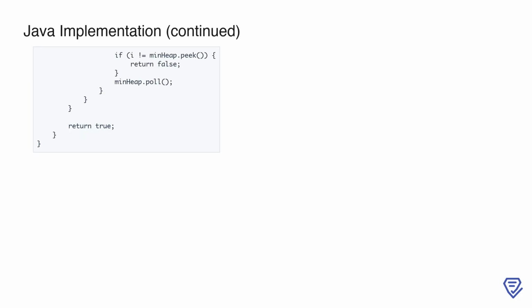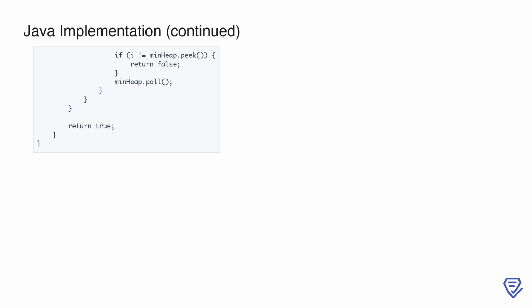If the count of a number becomes 0, we need to ensure it is removed from the min heap. However, we also check if the current number we are processing is the smallest in the heap using minHeap.peek. If it's not, it indicates a discrepancy in the order of numbers, and we return false. Otherwise, we remove the number from the heap using poll, ensuring the heap remains updated with only the numbers that still have a non-zero frequency.